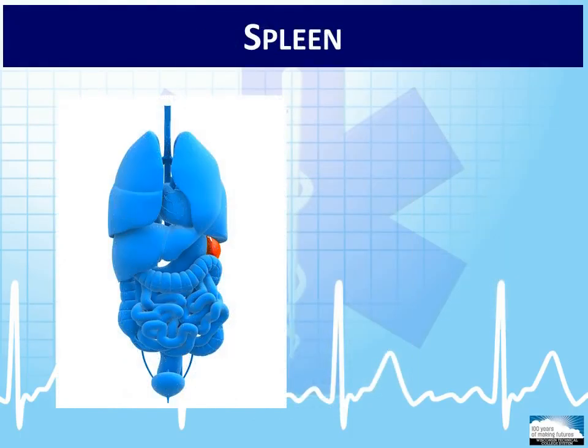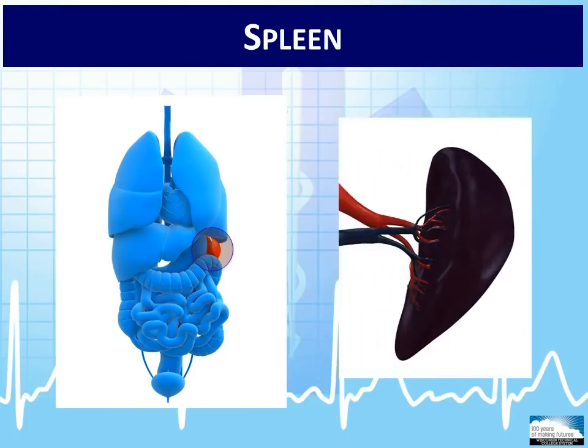Located in the upper left quadrant of the abdomen, toward the lateral aspect of the body, is the spleen. The spleen is a part of the lymphatic system, which is commonly considered to be part of the circulatory system. While we will not be discussing the lymphatic system as it plays little role in the practice of emergency medicine, the spleen is a special organ with which the EMT must be familiar.